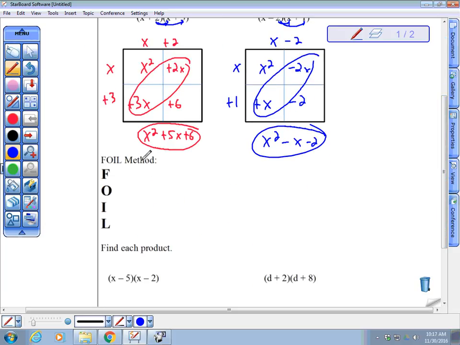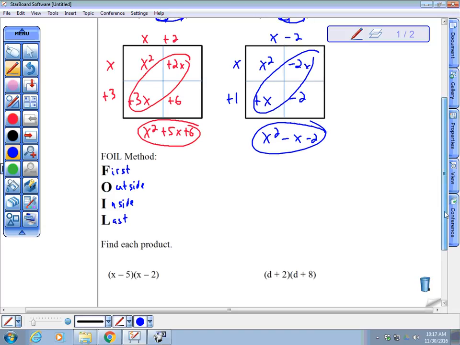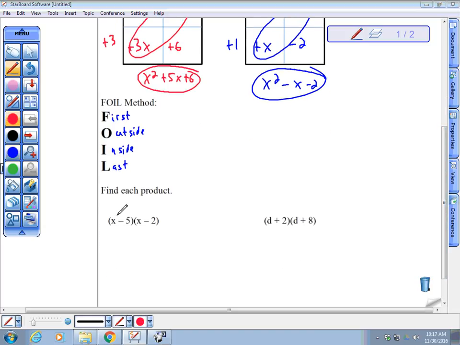Anyways, we're also going to show you the FOIL method. FOIL means the first items in both parentheses, the outside in both parentheses, the inside of both parentheses, and the last term of the parentheses. So here's what's happening. That x times x is the first term in both parentheses, so x times x is x squared. And then it's x times the negative 2, the outside parts of the parentheses multiplied together, to get a minus 2x.